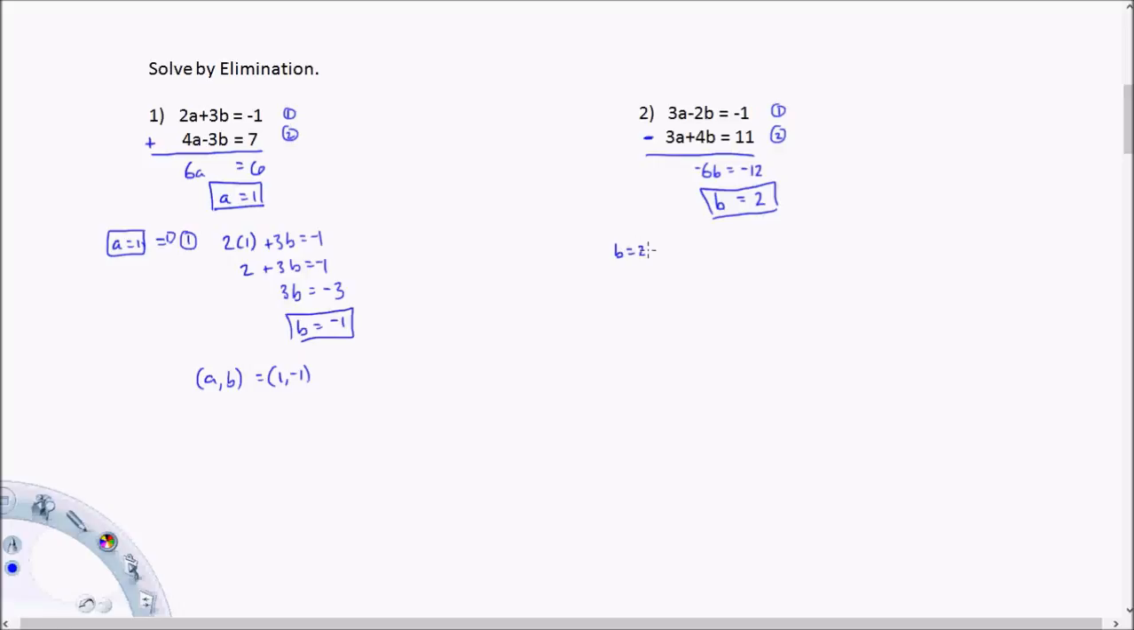We could sub b equals 2 into either of these equations, so I'll just pick equation 1. So we have 3a minus 2 times b equals negative 1. So we'd have 3a minus 4 equals negative 1. If we add 4 to this side, we end up with just 3a. But then we need to add 4 to this side as well. So we'd end up with 3. And then we want to divide both sides by 3, and we end up with a equals 1. So therefore, the coordinates of the point of intersection for this system of equations is 1, comma 2.